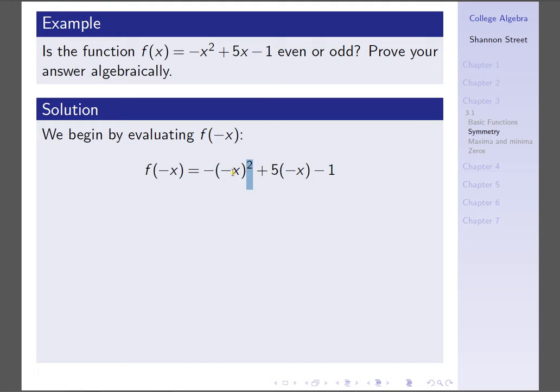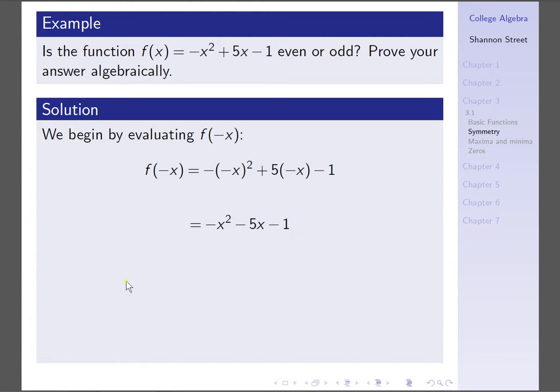Now, if I square -x, that's the same as squaring the negative and squaring x. So this entire term, when I square it, is just going to give me x squared. I still have a negative floating around out here. This one is unaffected by the power of 2. In that same move, I'll go ahead and multiply 5 times negative x, and this is my result. So f of negative x, if I plug in the opposite x value, this tells me about my output.